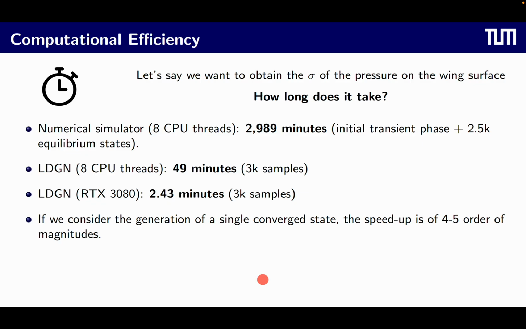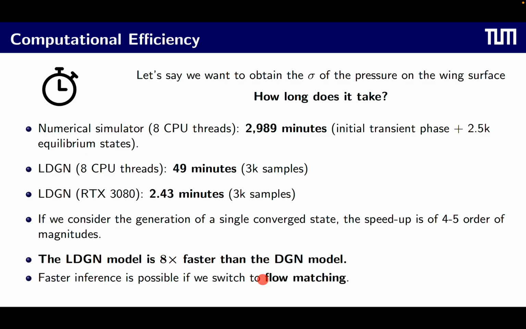Another possible application of our diffusion graph nets is to directly obtain a fully developed flow solution that can be used as an input condition for a high fidelity solver. So in this case, we are replacing the numerical solver running through the warm-up or transient phase with a single evaluation of the model. And the acceleration that we obtain is huge, 4 to 5 orders of magnitude. The latent version of our model is also 8 times faster than the diffusion graph net for this task. Also, this of course depends on the compression ratio for the latent space. And if we switch to flow matching like we did in later experiments, we can even obtain better computational performance.